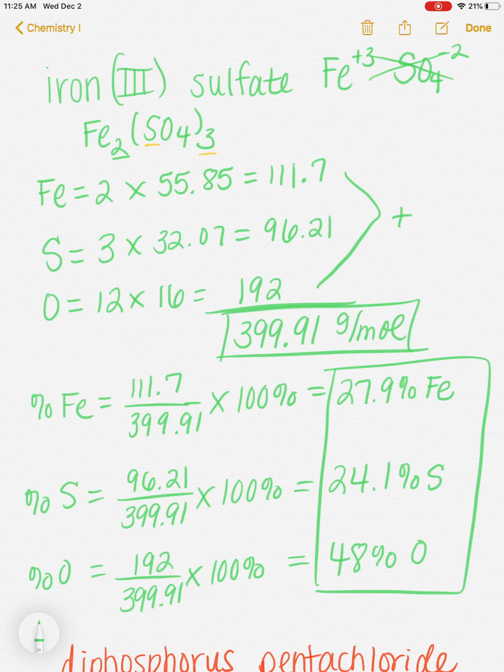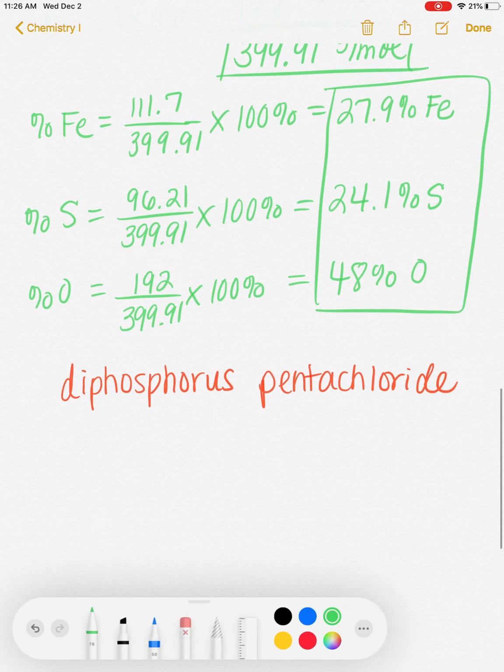Now, a really good way to check yourself is all of the percentages in a compound should add up to be 100% if it's parts of the whole. So let's try that. Let's take 27.9 plus 24.1 plus 48, and that adds up to exactly 100. So we're good to go. That's a nice little way to check to see if you've done this right.